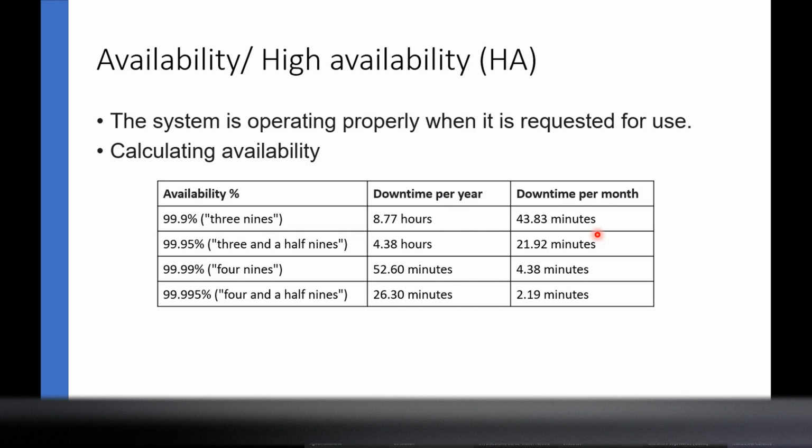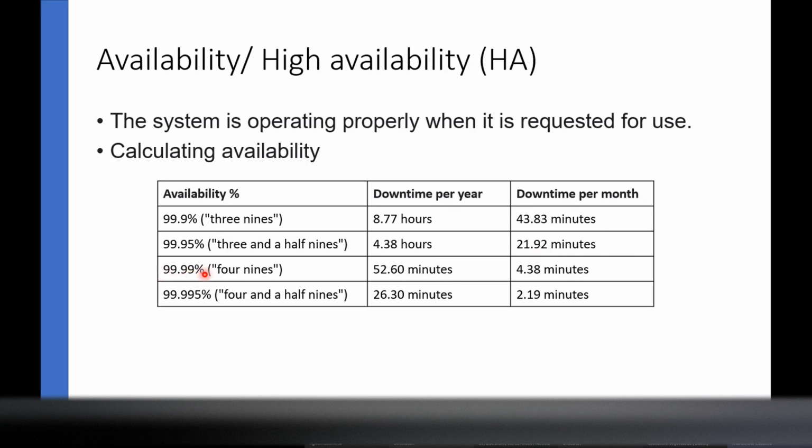Now what should be the target? Your availability should be higher. That means your downtime should be low. Now we will go to the next one. 99.95. For a year it's 4.38 hours, and per month it's 21 minutes. Sorry, the year figure is nearly 4 hours, and this one is nearly half an hour. This is not days, right? This is minutes. So it's about half an hour per month.